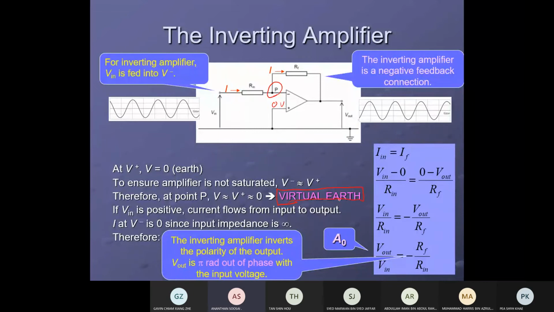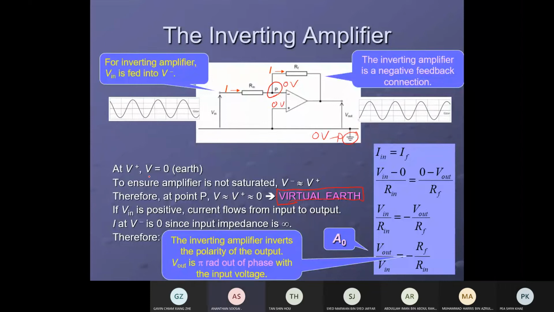You've heard of earth, right? Earthing means what is the voltage going to be? This is the real Earth, 0 volt. Virtual Earth is a point which is not directly connected to the Earth. It's somewhere in the circuit, but the voltage is 0 volt. That's called virtual Earth. So P is also going to be 0 volt.